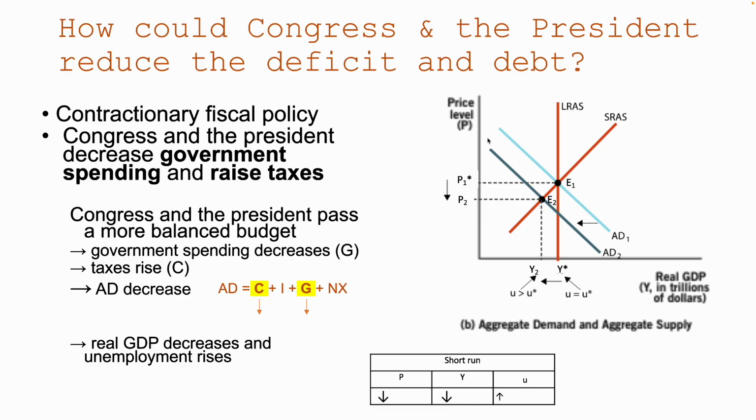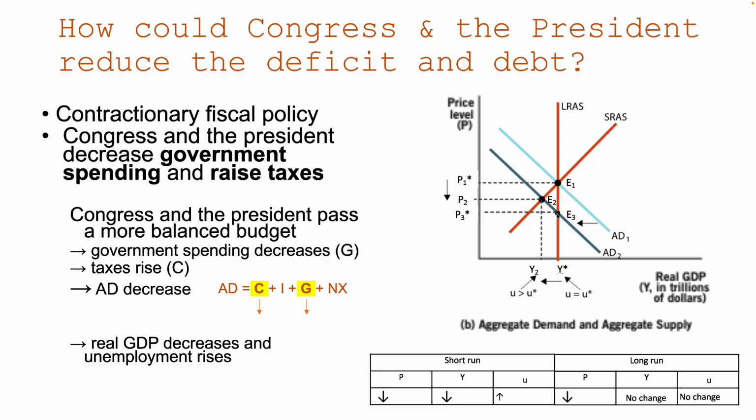But in the long run, there's going to be a long run equilibrium point right here, E3, where we get a lower price level, no change to GDP, and no change to unemployment. But Congress and the president want to be careful. They're lowering GDP and raising unemployment. They tend to do this during expansions in the business cycle, or the theory is that they would do this during expansions in the business cycle, so that when the economy is already heating up, they can take some action to pay down the debts and deficits during that time, so that that decline in GDP and raise in unemployment on net doesn't have a negative impact on Americans in their everyday economic lives.